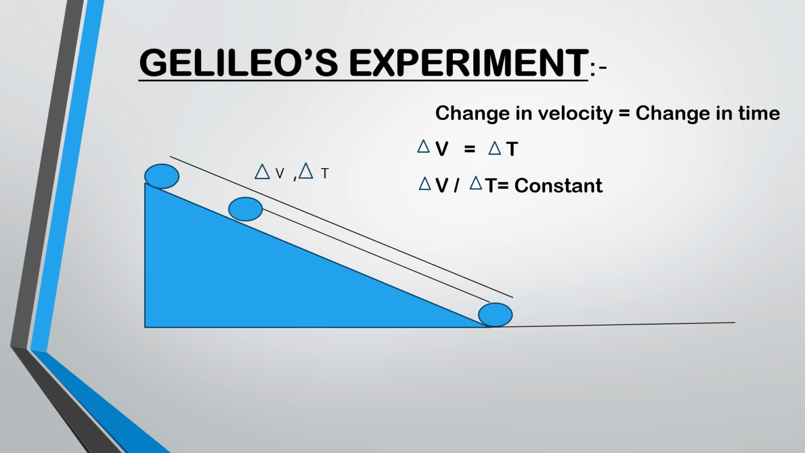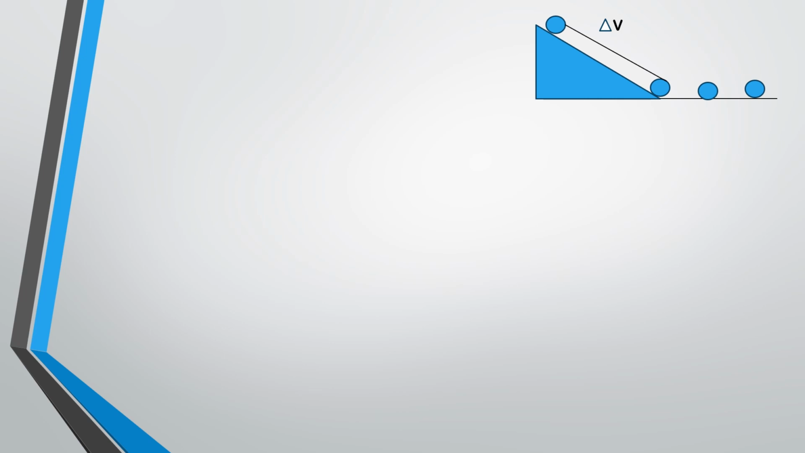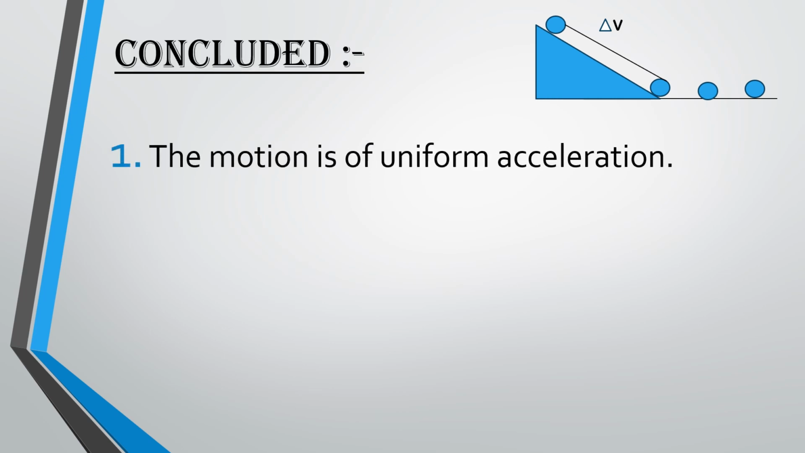By this experiment, Galileo came to the conclusion that the motion is of uniform acceleration, because there is an equal change in velocity in an equal interval of time from the initial position to the final position, which he observed in this experiment. So he proposed the idea that motion is of uniform acceleration, even in the case of different masses.